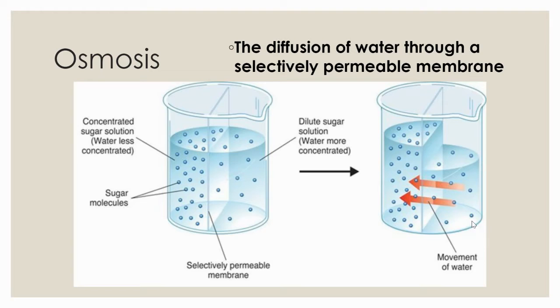Solutes did not move in osmosis. Instead, to spread the solute out, water is actually moving. Osmosis is the diffusion of water. And water moved from this area where there was a lower concentration of solute to an area where there was a higher concentration of solute to try to spread those solute particles out.